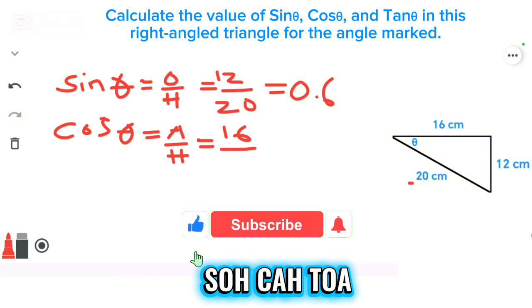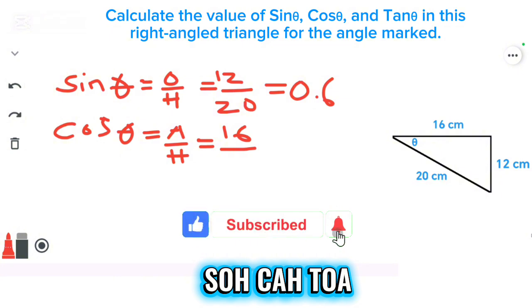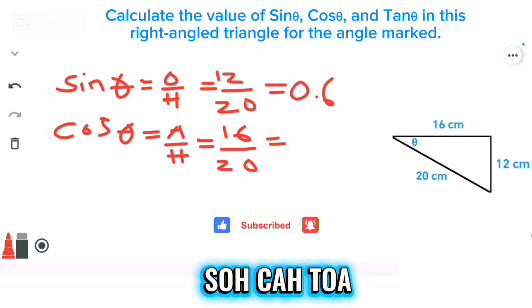and hypotenuse again is 20 centimeters, so we have 20 here. Now 16 divided by 20, you again can use a calculator there. 16 divided by 20 is 0.8. Alright, so now let's find the tangent.